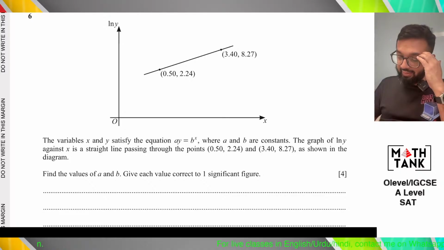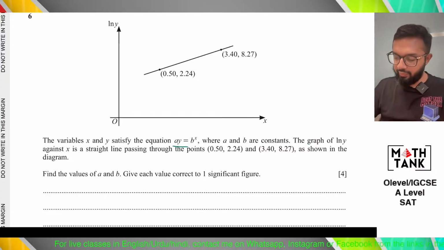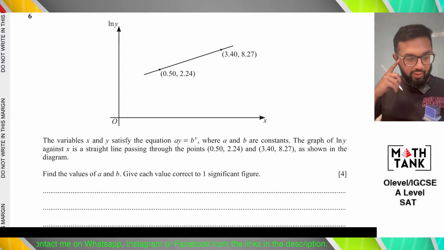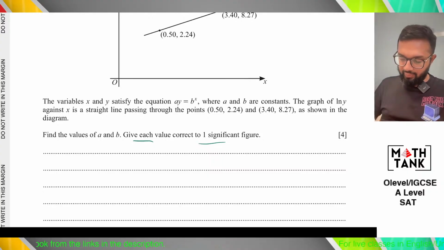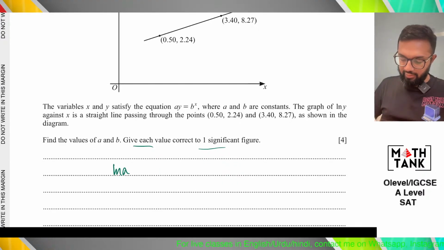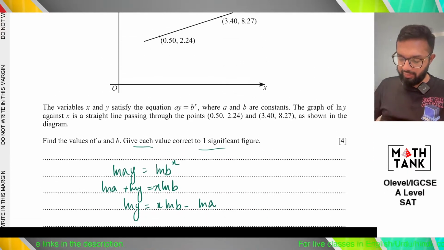Question number 6. The variables x and y satisfy the equation this, where a and b are constants. The graph of ln y against x is a straight line passing through the points this and this, as shown in the diagram. Find the values of a and b, giving each value correct to one significant figure. So let's put in ln on both sides. Ln of a y equals ln of b power x. So x ln b, and ln a plus ln y. So ln y remains here because that has to be an axis. Ln b minus ln a. So according to this, ln b is my gradient.